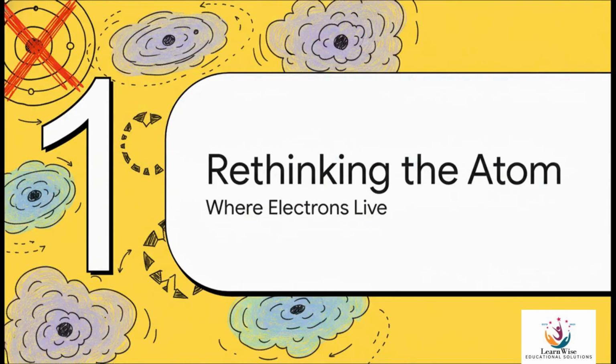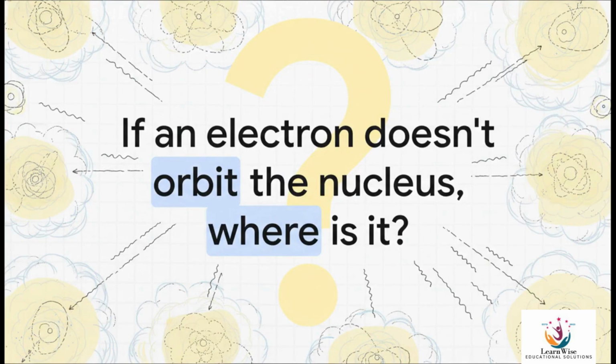So, if we're throwing out that old solar system model, what are we replacing it with? Well, we have to start by getting rid of a very fundamental idea, the idea that an electron is in any single place at all. Yeah, that's the big question, isn't it? It's really the central question of all of quantum mechanics. And the answer isn't a location, it's a cloud of possibilities.